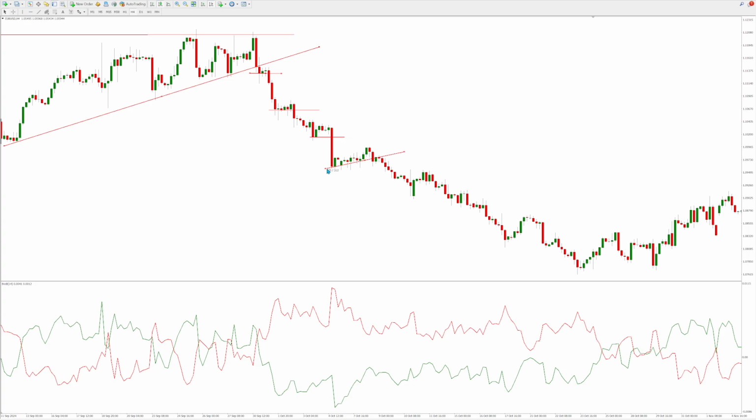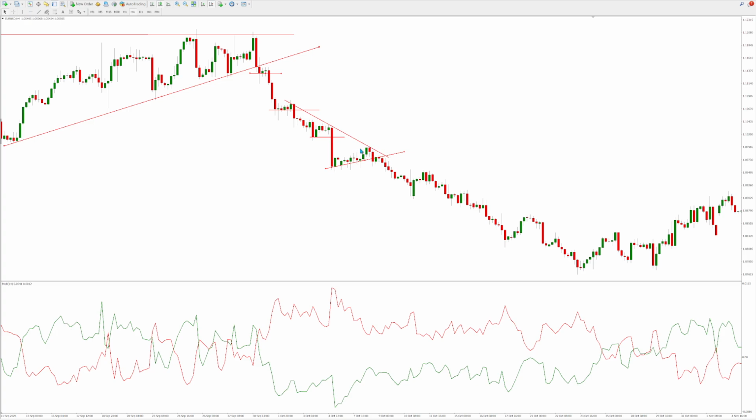Level of support here as well. Strong level of support. It's breached. Support then becomes resistance. The market's still making these lower highs, so we're in a downtrend. I'm going to enter around here somewhere.